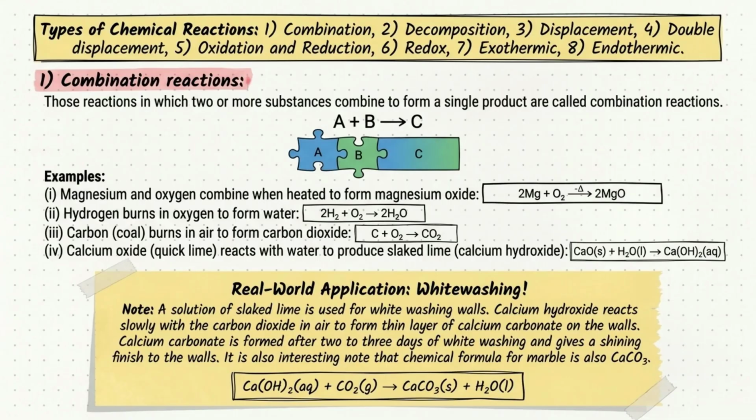Over 2 to 3 days, the calcium hydroxide reacts slowly with the carbon dioxide gas naturally present in the air. It's a slow process, and this combination forms a thin, beautiful, shining layer of calcium carbonate on the walls. It is fascinating to note that the chemical formula for solid marble is also CaCO3. The full equation for this whitewashing process is Ca(OH)2 aqueous plus CO2 gas yields CaCO3 solid plus H2O liquid.